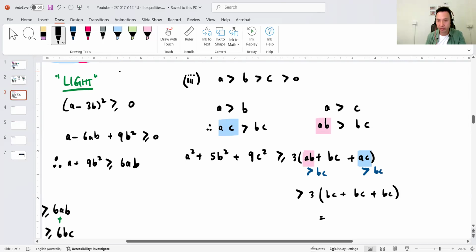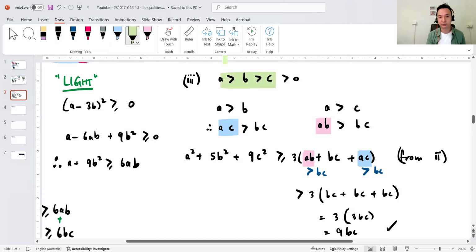Yeah, which equals 3 times 3BC, which equals 9BC. Yeah? So this one here, you can go from part 2. Yeah, done. So let me replay that back, right? For this question, it was all about this inequality, actually.